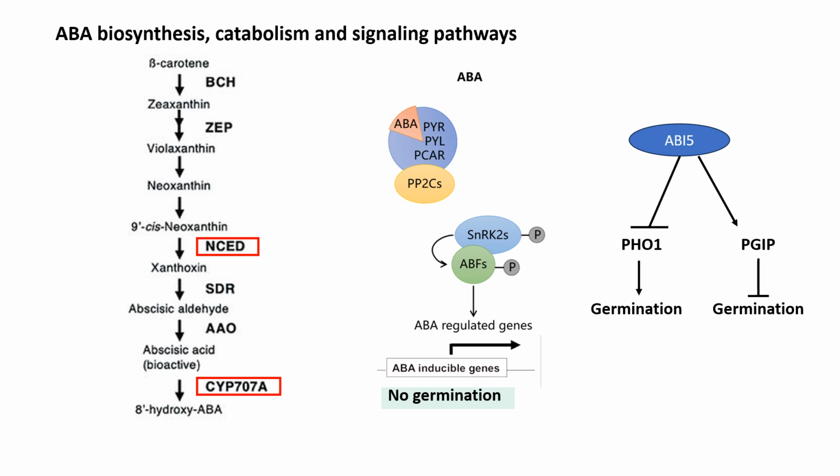CYP707A brings about the catabolism of ABA by hydroxylating it. After imbibition, a decrease in ABA levels is observed, mainly due to CYP707A activity, which promotes germination. ABA perception and signaling also play an important role in the induction and breaking of dormancy. We have studied the ABA signaling pathway in the last module.